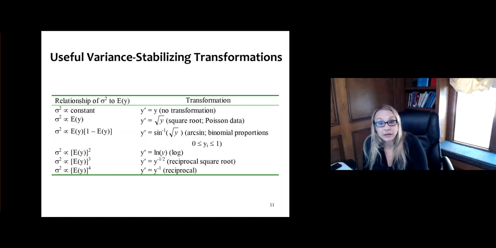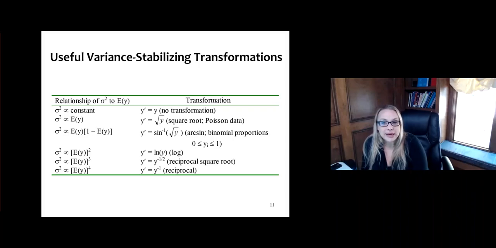In this case, on the left here, we are looking at the variance relative to your expected value of y. If your variance is constant, then you do not need to do any transformations. You're good to go. Now, if your variance is equal to your expected y, then you will see that this is very prevalent when you're looking at Poisson data.